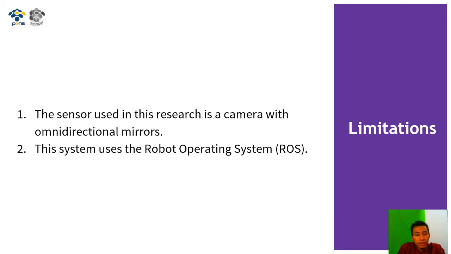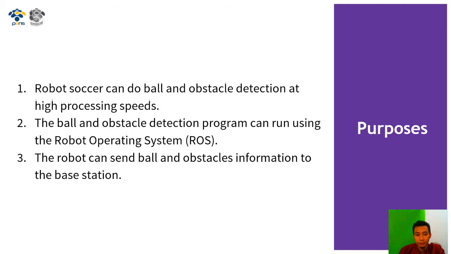We have two limitations. The first is the sensor used in this research is an omnidirectional camera, and the second is this system using ROS. The purpose of my research is that the robot can do the ball and obstacle detection at high processing speed, the ball and obstacle detection can run using ROS, and the robot can send ball and obstacle information to the base station.